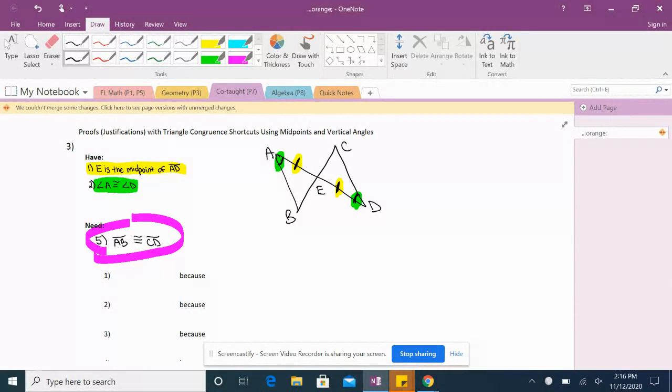This is what we know. So I'm going to copy parts 1 and 2.